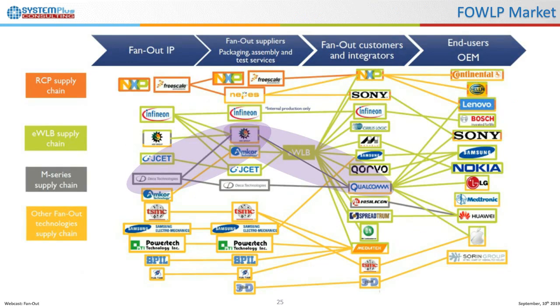On fan-out, we have two main technologies that can be identified. We have RCP, for redistributed chip packaging, that's targeting the automotive radar industry for OEMs like Continental or Hella. We have also eWLB, also designed for automotive radar and developed by Infineon.